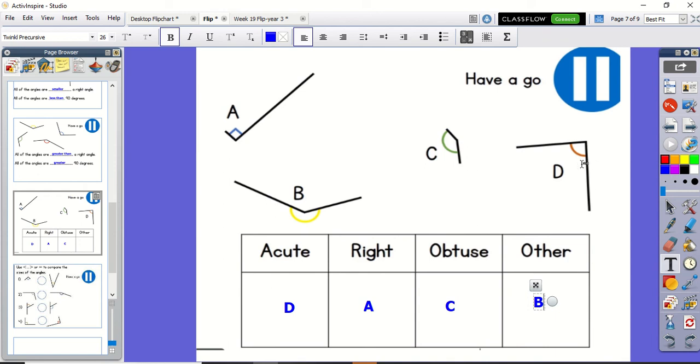So we've got D as an acute angle because it's smaller than 90 degrees. We've got A as a right angle because it is 90 degrees. We've got C as obtuse because it's more than 90 degrees, but less than 180 degrees. And B is other because it's bigger than 180. Okay?